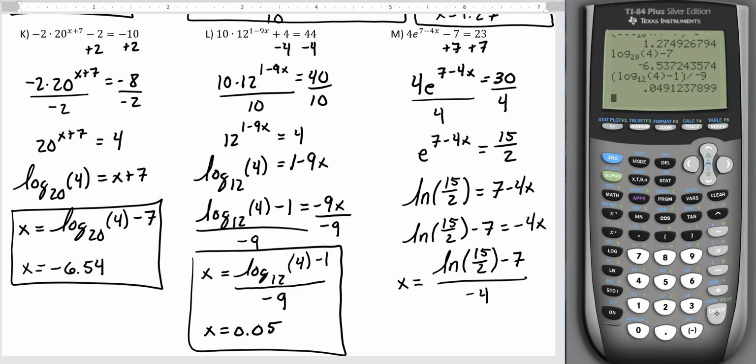And now we got to put that in our calculator. Again, a lot's going on in our numerator. Let's put it in parentheses. The natural log of 15 halves, then minus 7, close that parentheses, divided by negative 4, and we get 1.25. All right, and there we have it.